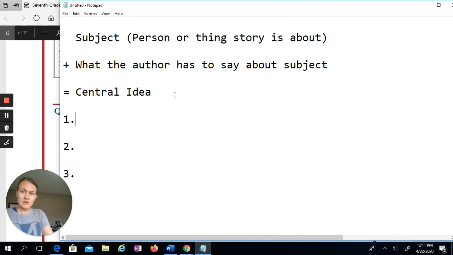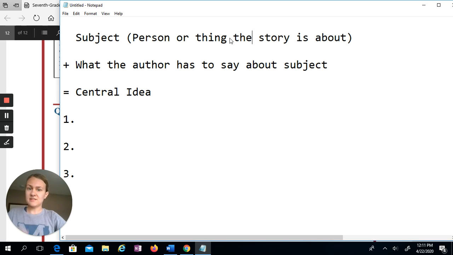The central idea. Remember, we took some notes on this last time. We start with the subject, so the person or thing the story is about, and then we figure out what the author has to say about that person or thing to get our central idea. So we're going to start by taking notes on our central idea. I would get your paper looking like this. Write these little notes at the top and then put 1, 2, 3 and skip some spaces in between so you have room to write.